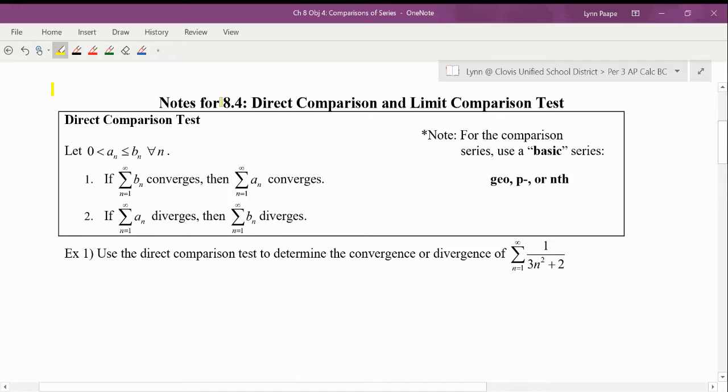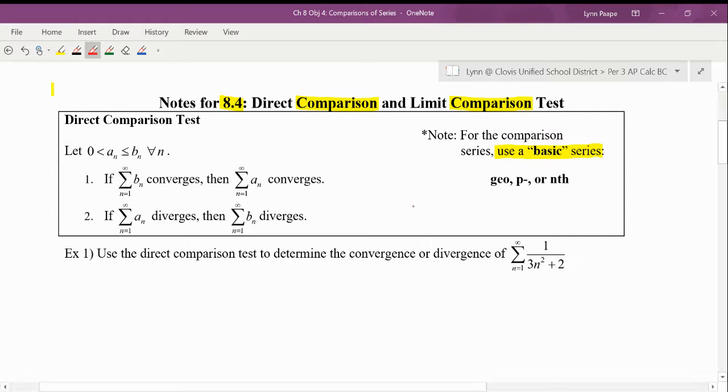Already have, and so that is what 8.4 is. And so we're going to be looking at what we call our comparison tests. And we have two that we'll be working with, and that would be direct and limit, but they both are just comparing what we call a basic series or basic test that we already are familiar with.